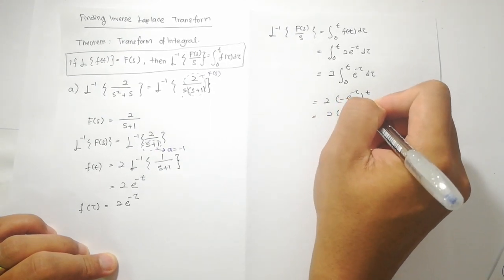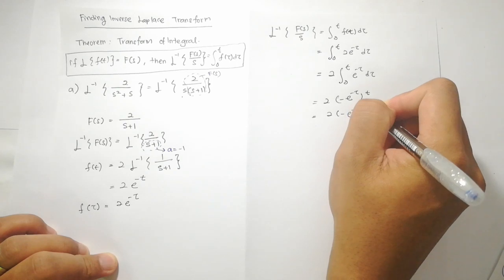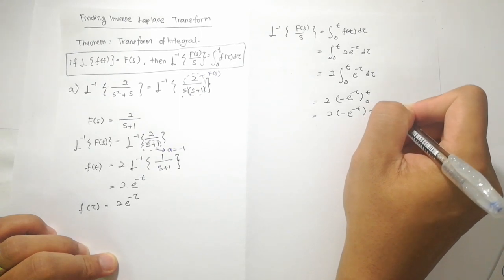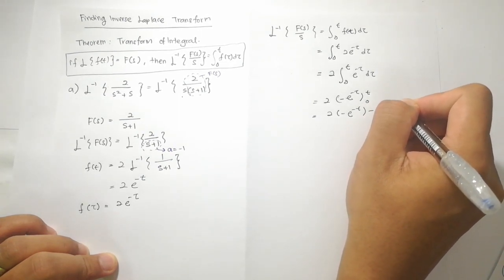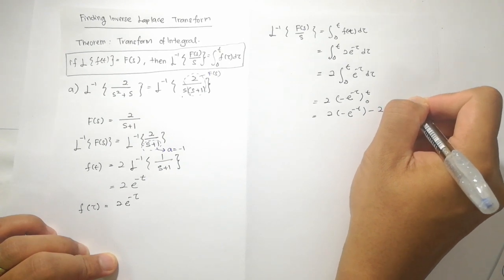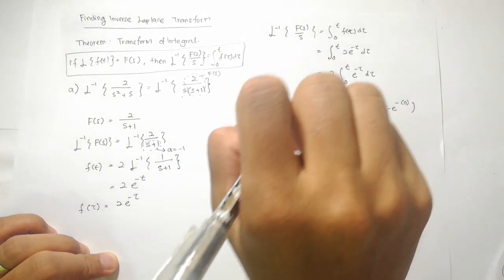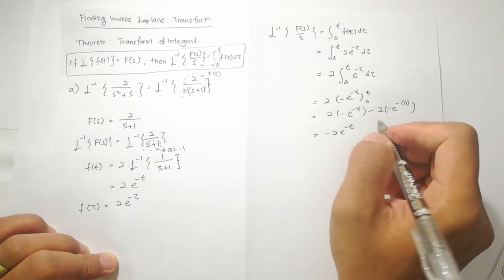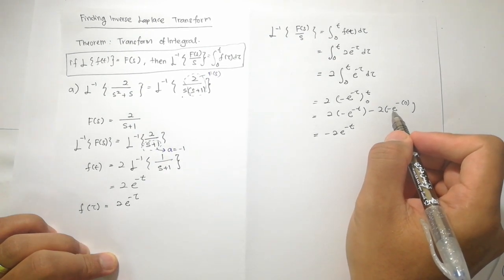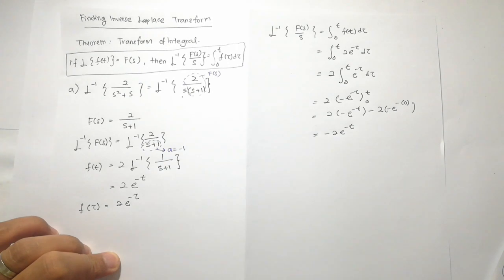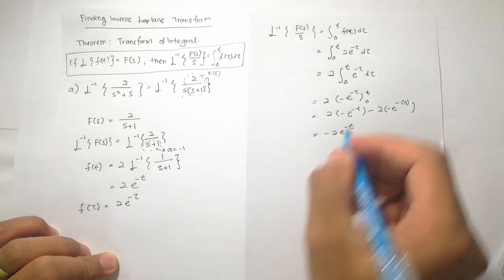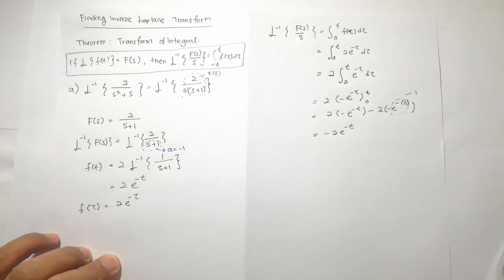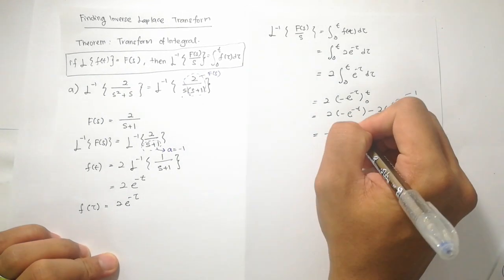negative e^(-t), and then minus 2 times negative e^(-τ) where τ is equal to 0. So we can simplify this equation. We have negative 2e^(-t), and then e to the power of 0 will be equal to 1. Exponential 0 will be equal to 1. So negative 1 multiplied with negative 2 will be equal to positive 2.